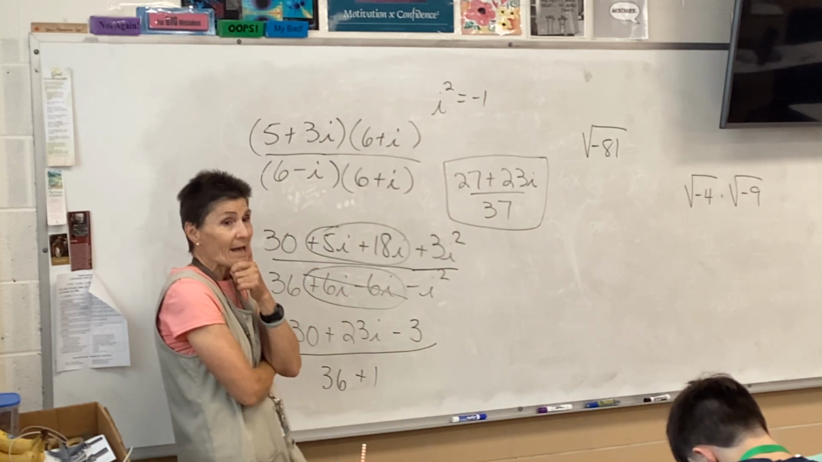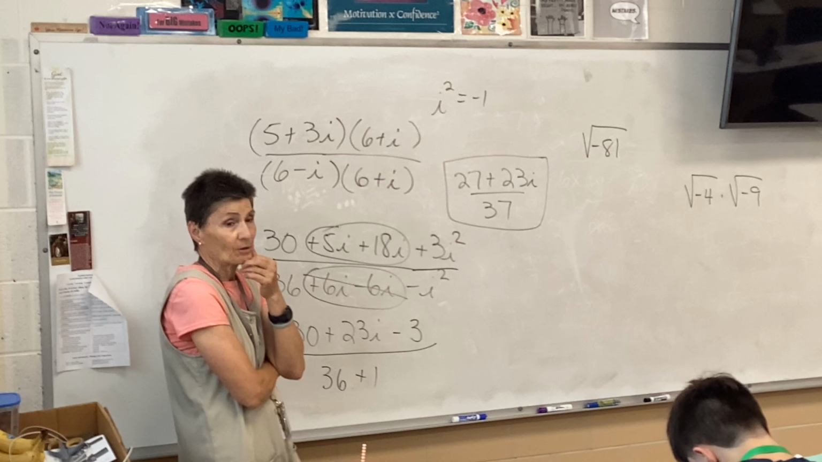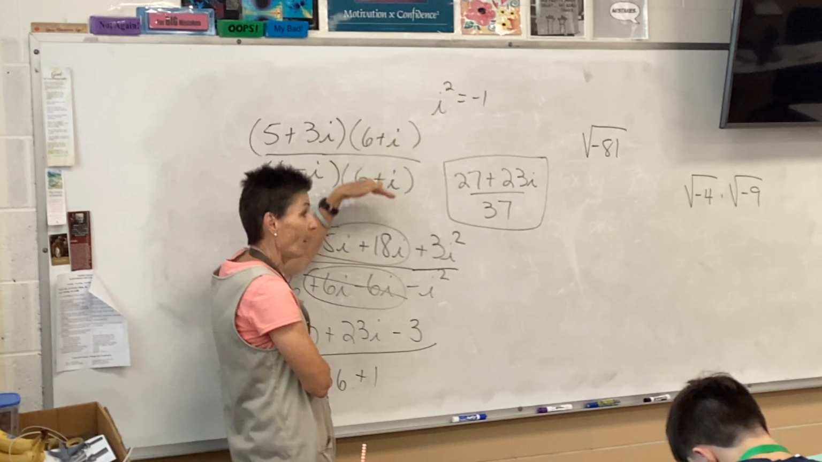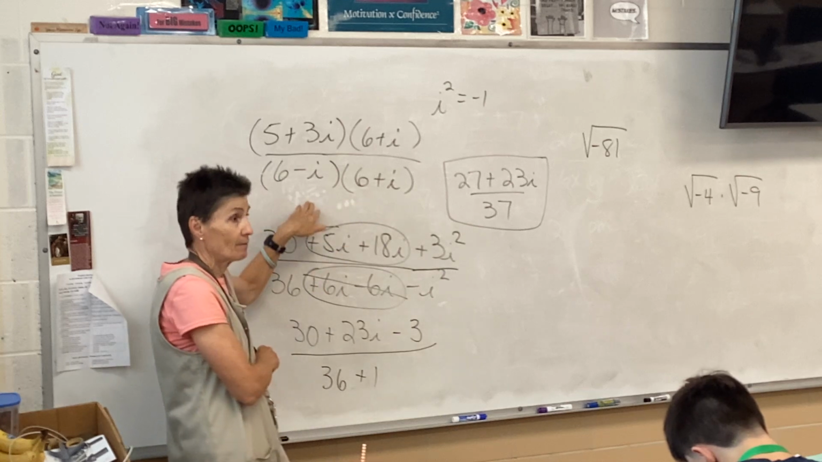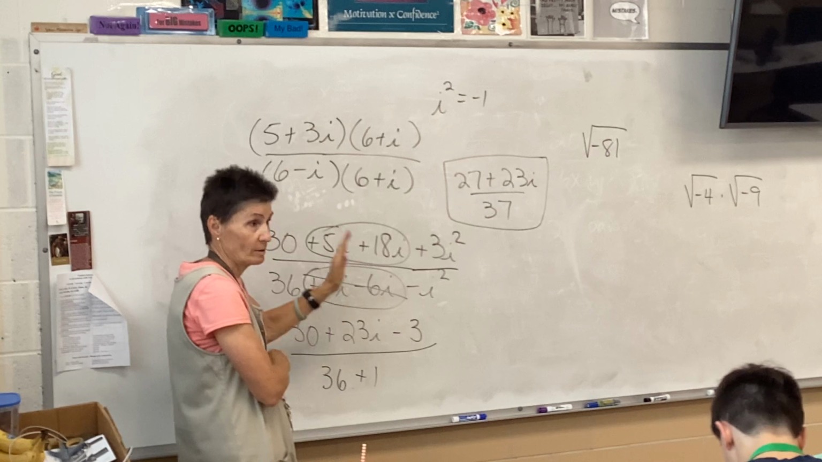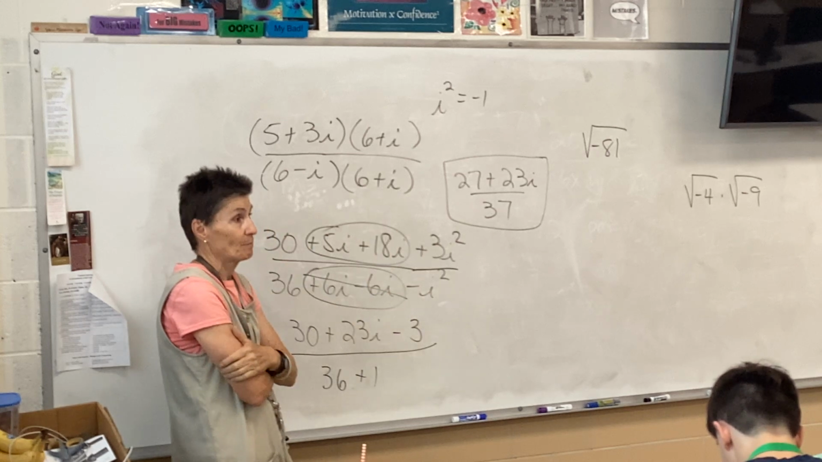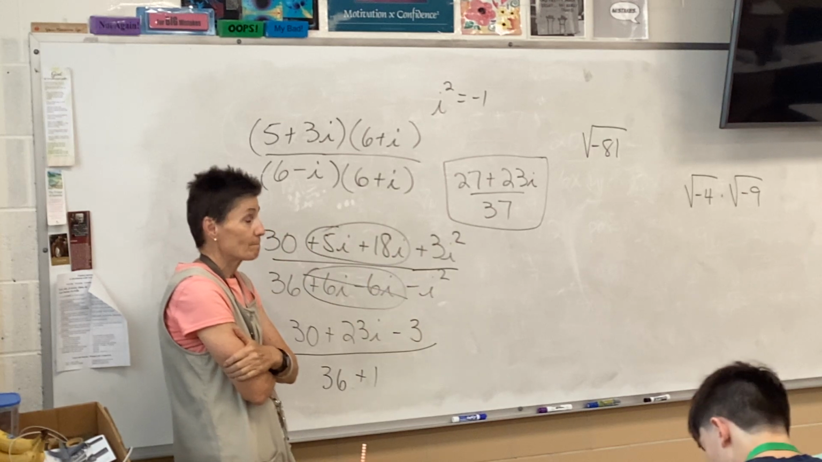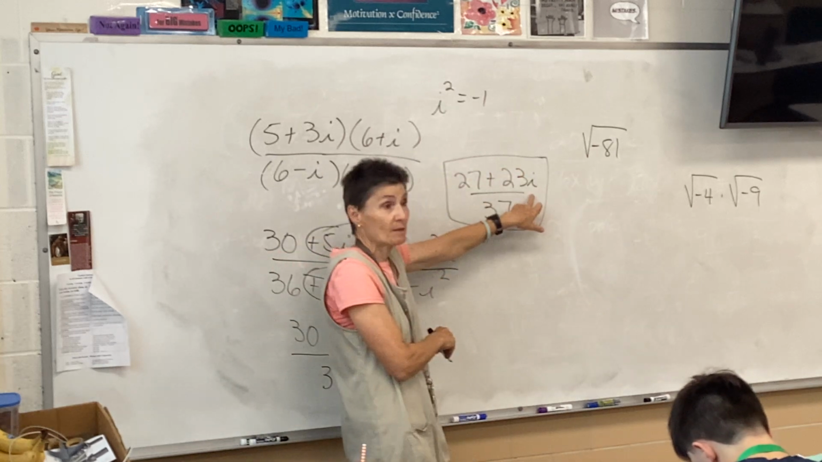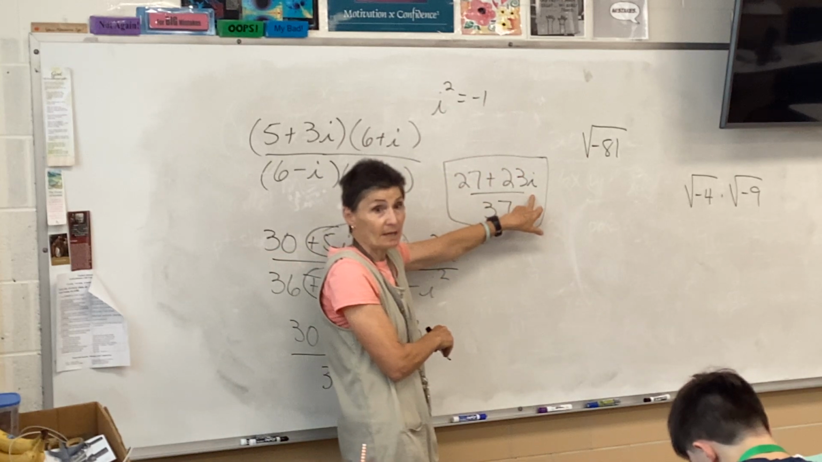So if we have an I in the denominator, we are going to multiply top and bottom by the conjugate of the bottom. And then it just becomes FOIL, FOIL, FOIL, simplify, simplify, simplify. Okay? And in the end, you're still going to have an I in your problem, but it's always going to be just on the top, which is okay.